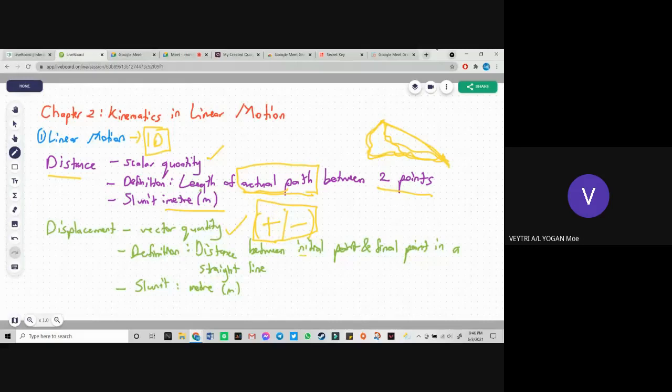Distance between initial point and final point in a straight line. Maksud dia tak kisahlah dia pergi dari A ke B macam ni ke, tapi what is the shortest way from the initial point to the final point? Yang macam ni kan. So calculate je lah yang shortest way. That is displacement. Basically displacement nak shortcut. Okay. Now SI unit dia juga meter. Okay. Benda ni sangat penting. Okay. You guys clear about it?